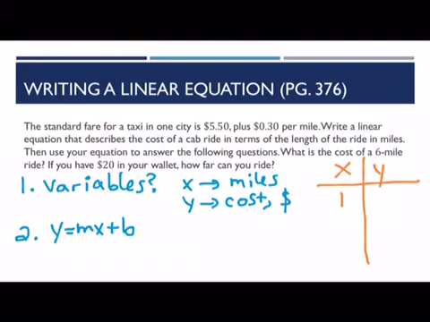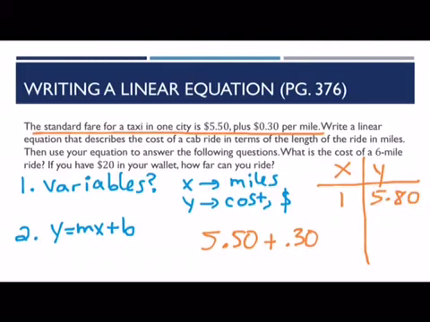All right, well then think about what that means. X is miles, so this would be the situation in which the cab ride is 1 mile. Now y is the cost for that ride. So if I go back to the first sentence, I know that the taxi fare is $5.50 plus 30 cents per mile. So the cost associated with riding 1 mile would be $5.50, just that standard base fare, plus 30 cents because I only went 1 mile. Right, so that cost would be $5.80.